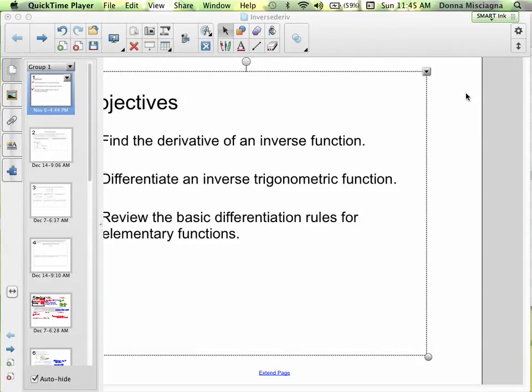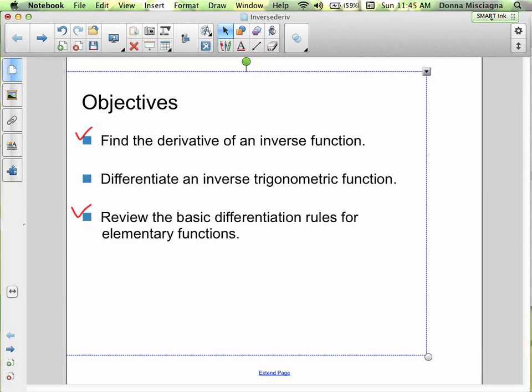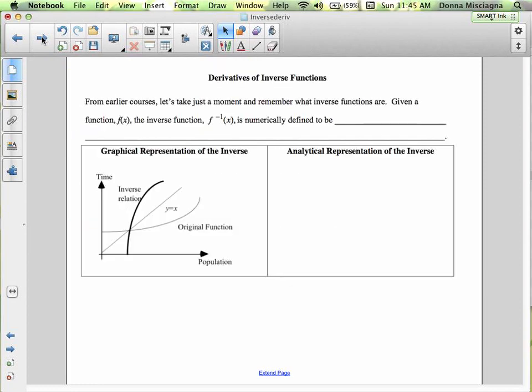Welcome. In this lesson, we're going to find the derivative of an inverse function and review the basic differentiation rules for elementary functions. In the next series of lessons, we'll learn to differentiate an inverse trig function. So let's look at derivatives of inverse functions. From earlier courses, let's take a moment and remember what inverse functions are.